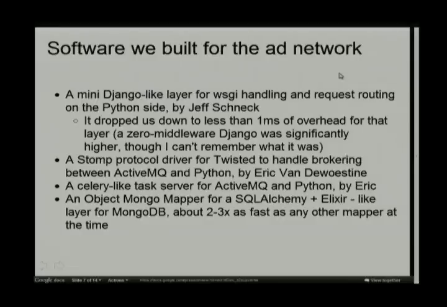Also, we briefly built an object Mongo mapper that was basically a layer that converted from a data structure, or at least types very similar to SQLAlchemy and Elixir, into the data format that Mongo handles. At the time, it was about 2 to 3 times faster than any existing mappers. And we stopped using it because we stopped using Mongo. I'll explain why we stopped using Mongo later. Basically, it boils down to we weren't using Mongo the right way, and to use Mongo the right way would have been too expensive.